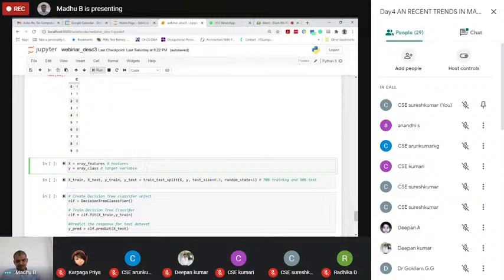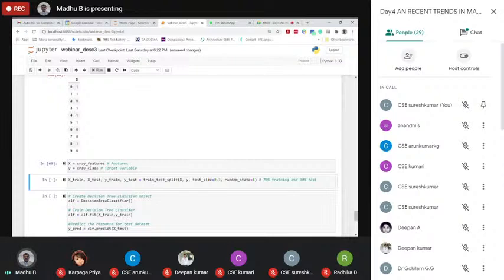Okay. Now I have loaded this. I am splitting the data into training and testing. If you see here, I am giving test size equals 0.3. So it is a ratio variable where I'm saying 30% of the data is for testing and 70% for training. I can change this, not a problem.